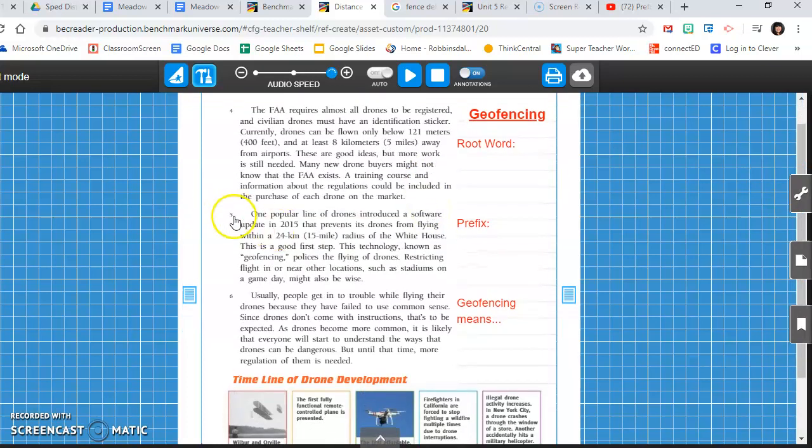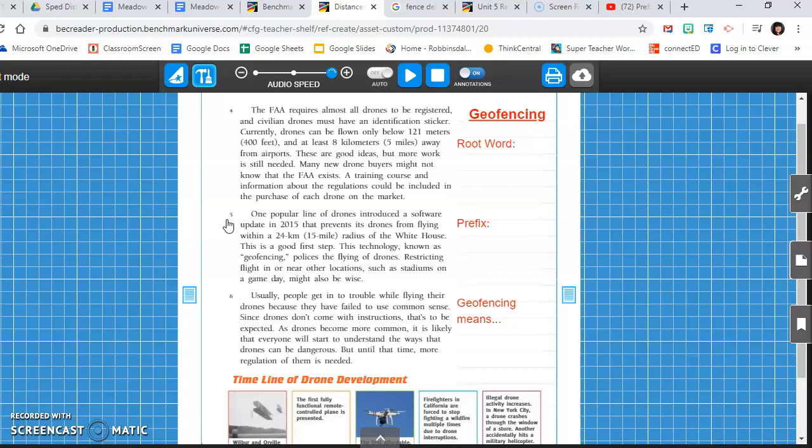And I'm going to read paragraph 5 right here. Now, I'm going to think about two things as I read this paragraph. Number one, there's a word in here that I really wasn't sure about the meaning of, so listen out for that. And number two, I want to be able to clarify at the end of reading this, what did this paragraph say? I'm going to be able to summarize a little bit.